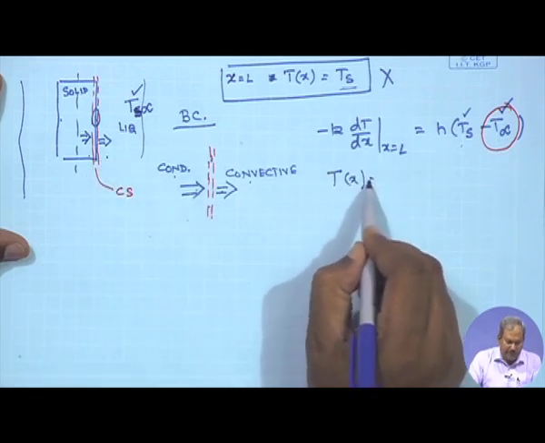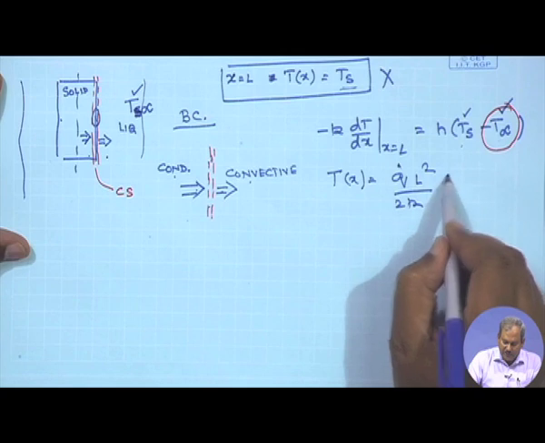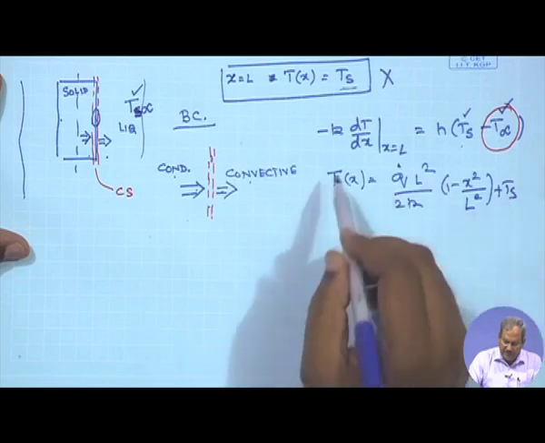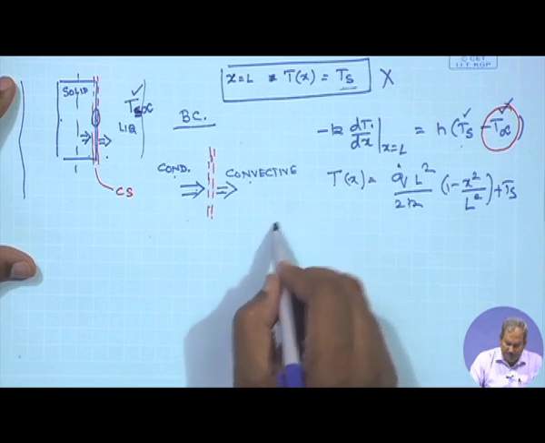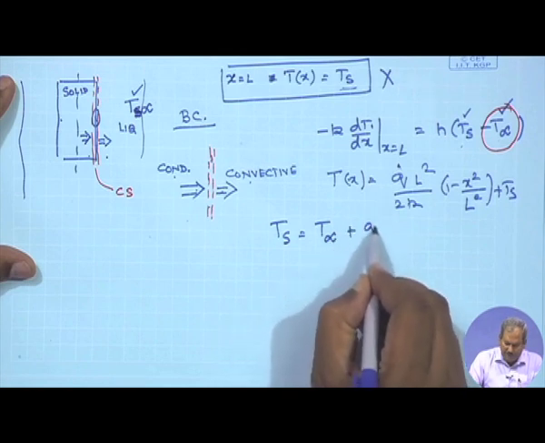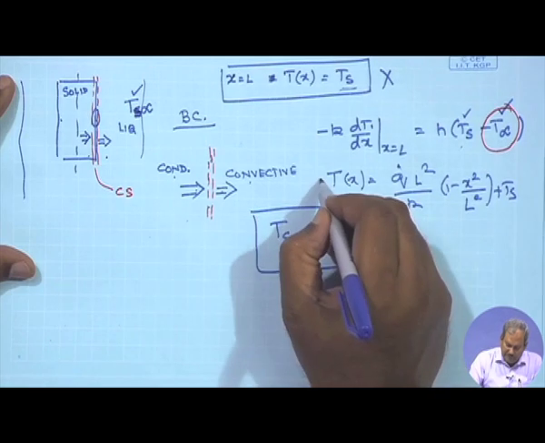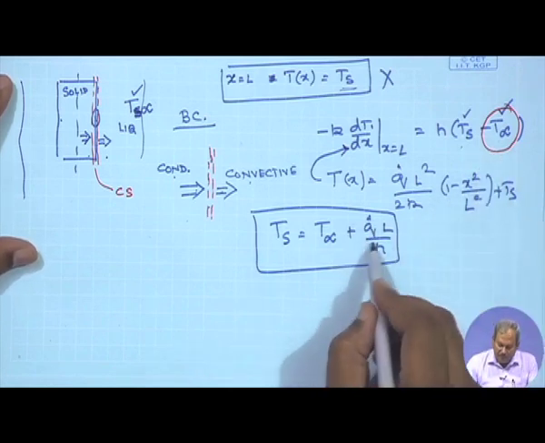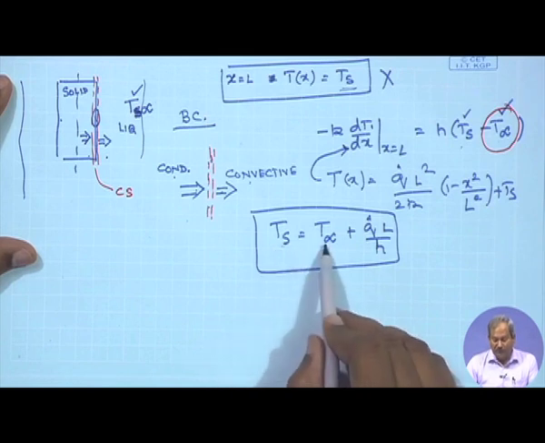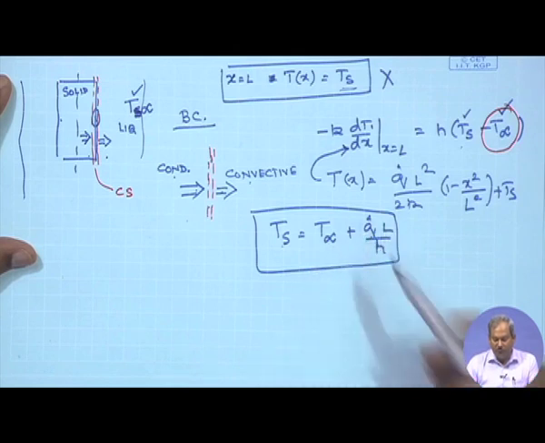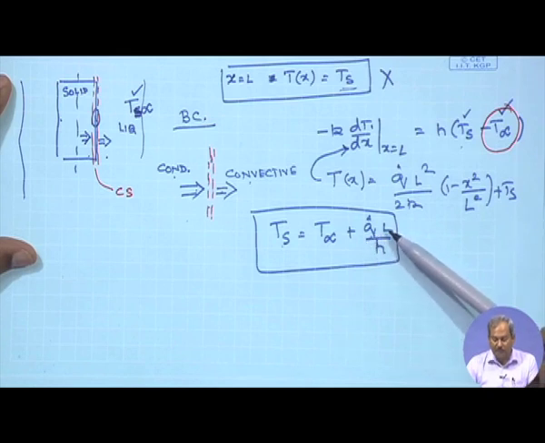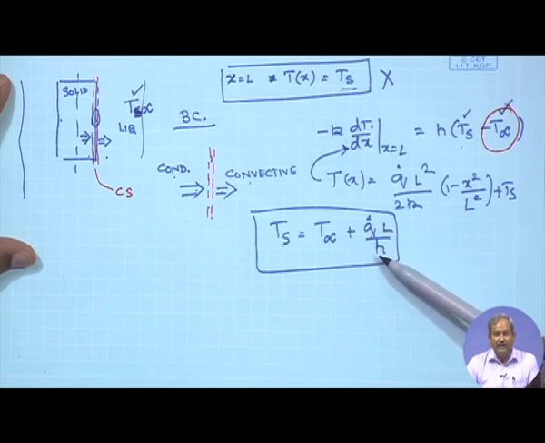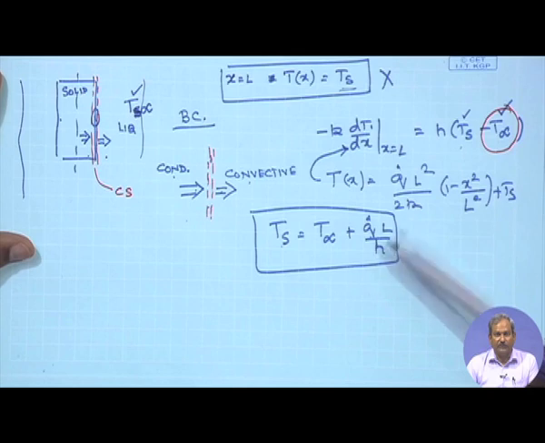So we already know that T(x) is equal to q dot L squared by 2k times (1 minus x squared by L squared) plus Ts. So when I put that in here, what I would get is simply Ts is equal to T infinity plus q dot L by h. So putting this expression of T in here and simplifying, the temperature of the surface is going to be the temperature of the surrounding fluid plus a term which has in it the amount of heat generated per unit volume, the half width of the solid plate, and h, the parameter related to convective heat transfer. So this is a nice, simple example of how to treat heat generated inside a control volume for a planar system where you have heat generation.